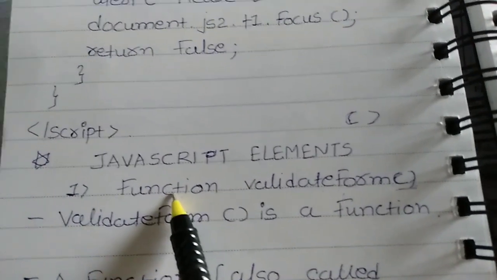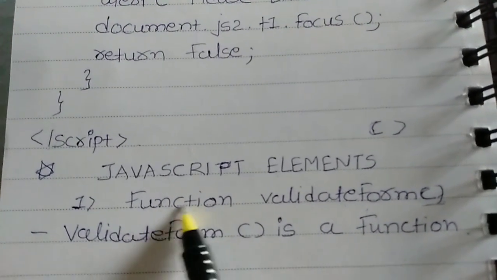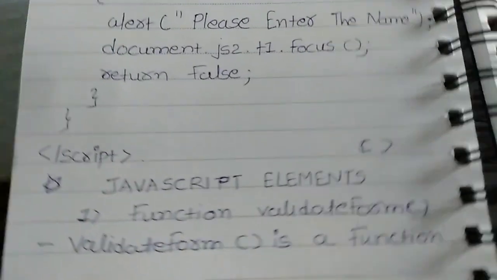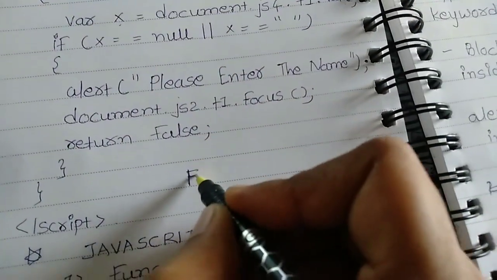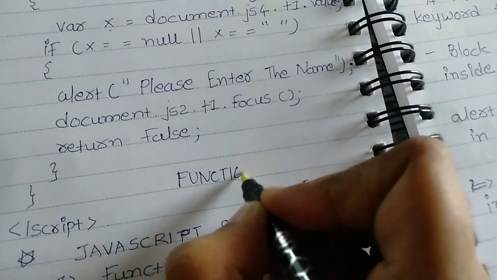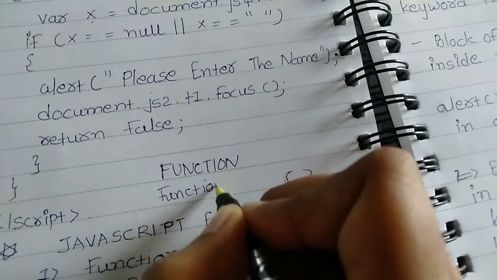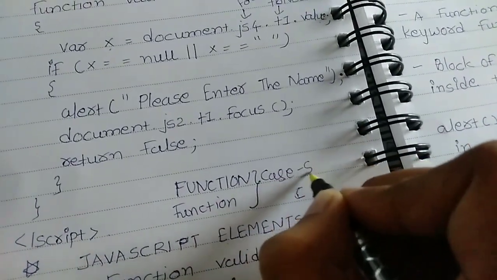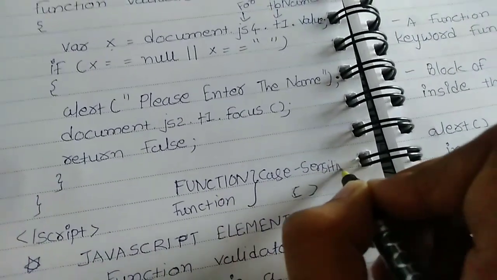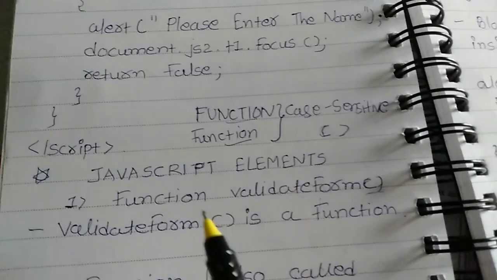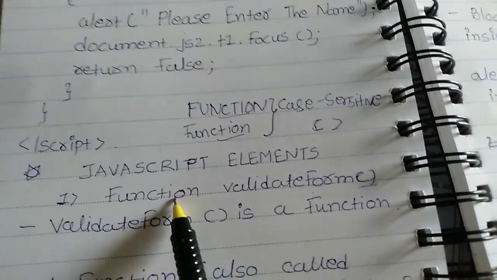I have written function in small letter, and you have to compulsorily write function in small letter because JavaScript is a case sensitive language. You can't write function like this, because this one is in uppercase and this is in lowercase. Both are different, mind well, because JavaScript is case sensitive. So you can't consider them the same. You have to compulsorily write function in small letter, and then the function name.